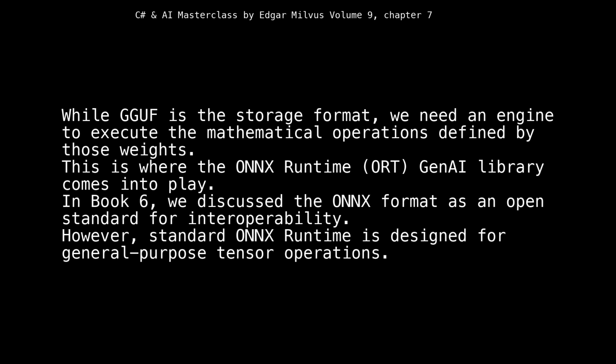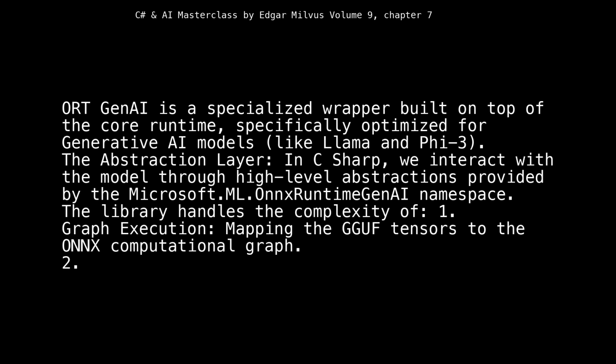In Book 6, we discussed the ONNX format as an open standard for interoperability. However, standard ONNX runtime is designed for general-purpose tensor operations. ORT GenAI is a specialized wrapper built on top of the core runtime, specifically optimized for generative AI models, like Llama and Phi-3. The abstraction layer: in C#, we interact with the model through high-level abstractions provided by the Microsoft.ML.OnnxRuntimeGenAI namespace.